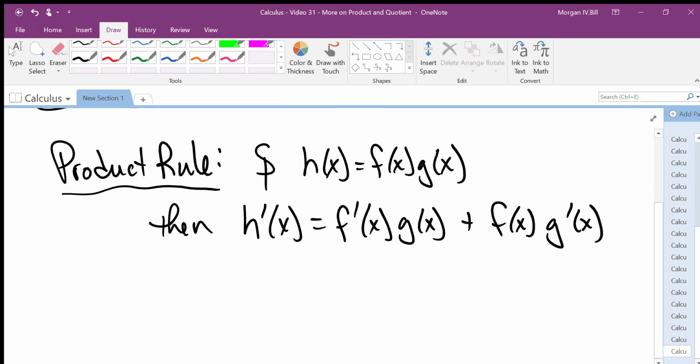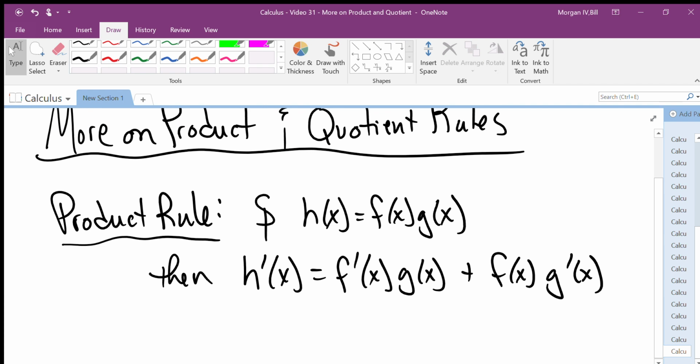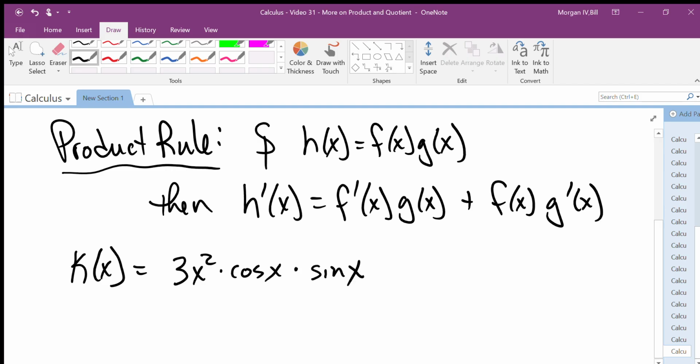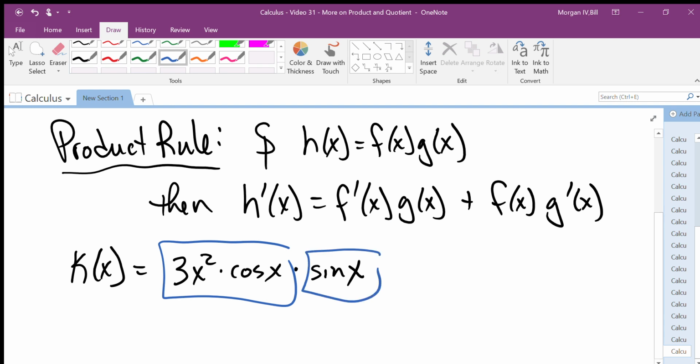So that's what happens when two things are multiplied together. We use the product rule. The question is, what if three things are multiplied together? What if you have 3x squared times cosine of x times sine of x? Now you've got three things together. What do you do? A couple of options. You could combine two of these together and call that f of x, and then the third one's like g of x. That's an option. It works.